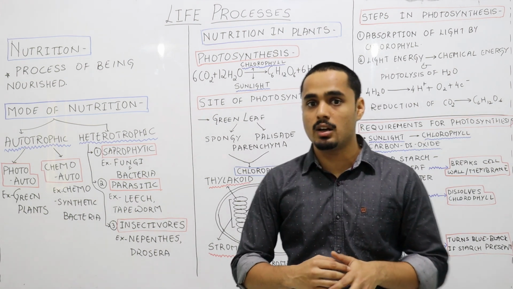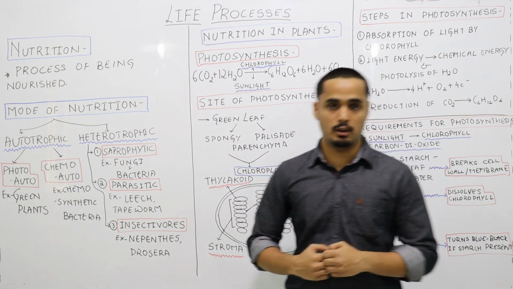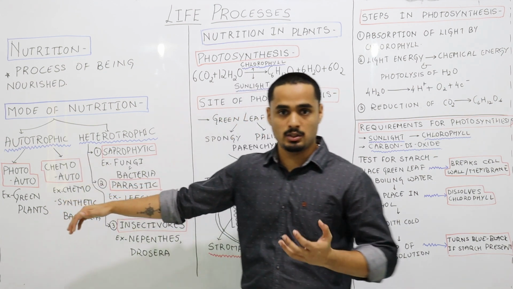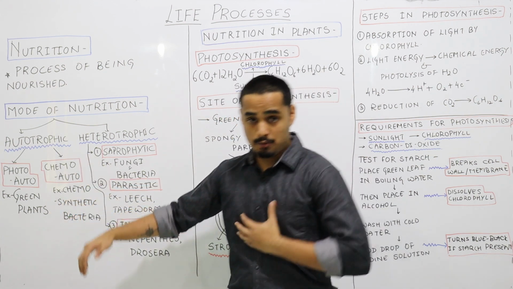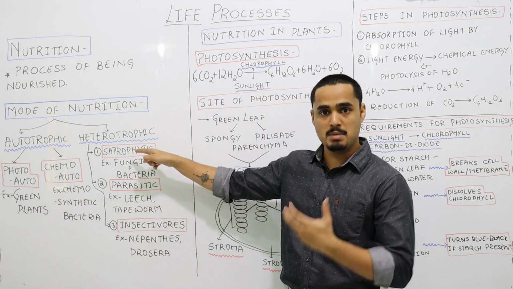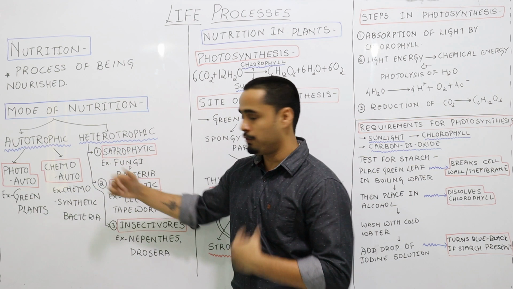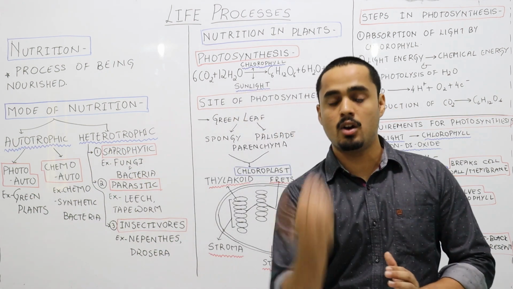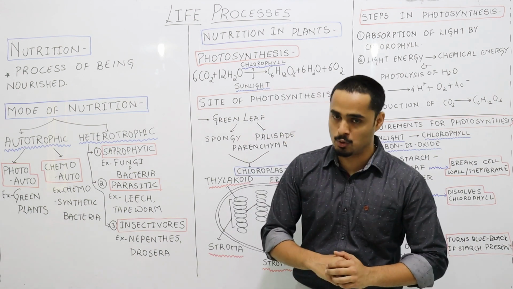They do not depend on any other organism for their food, rather they prepare their own food, something like our mothers who prepare their own food and we go eat that food. We become heterotrophic. Hetero means dependent, trophic means nutrition. So these are the organisms which are dependent on other organisms for their food sources.